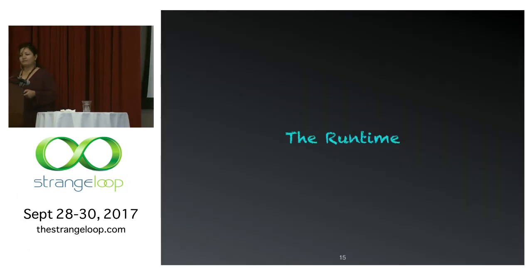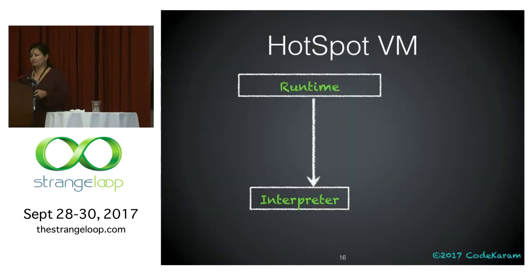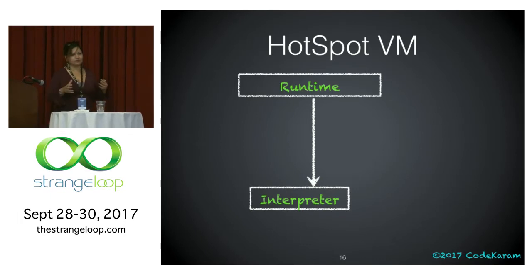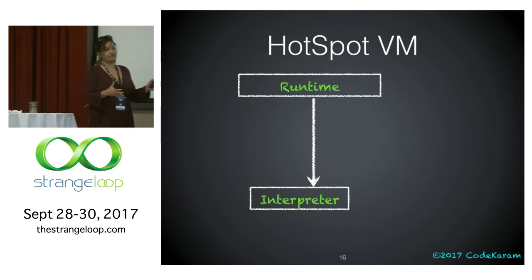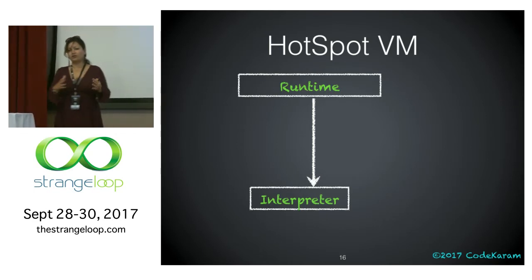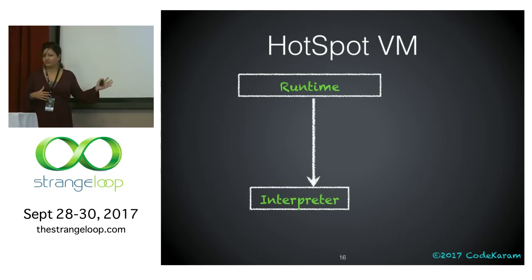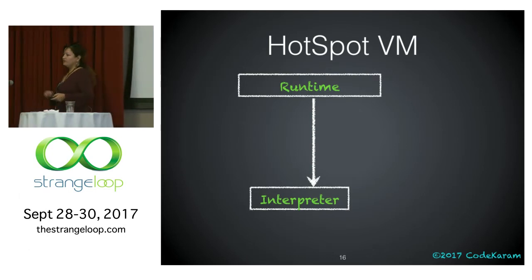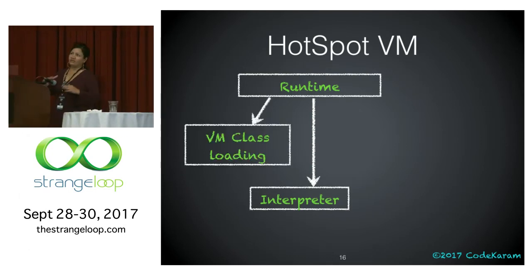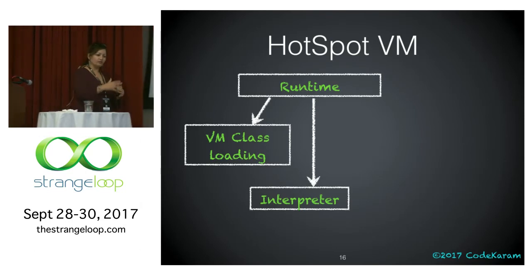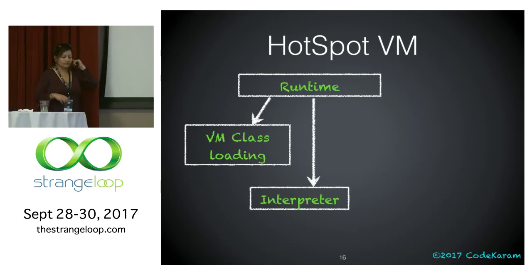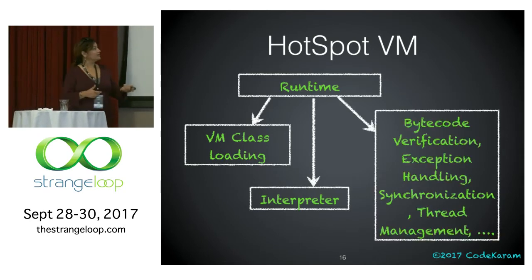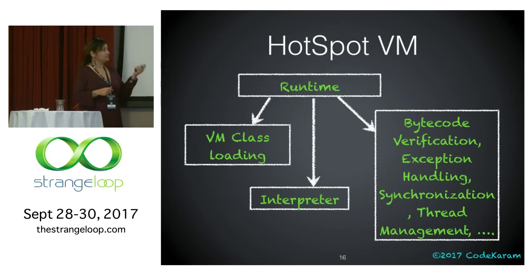So what about runtime? Your code is interpreted first, at the very beginning. As soon as you start running, at startup, that's what you get: simple interpreted code. Eventually, based on thresholds and stuff like that, it'll go into different tier levels and get compiled at different efficiencies. What else does the runtime do? It does class loading and various other things, thread management, synchronization.